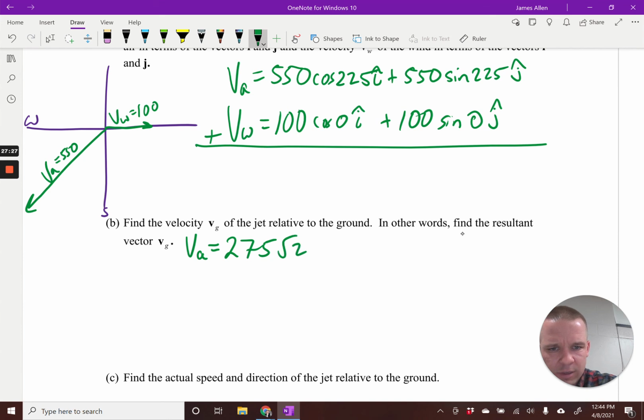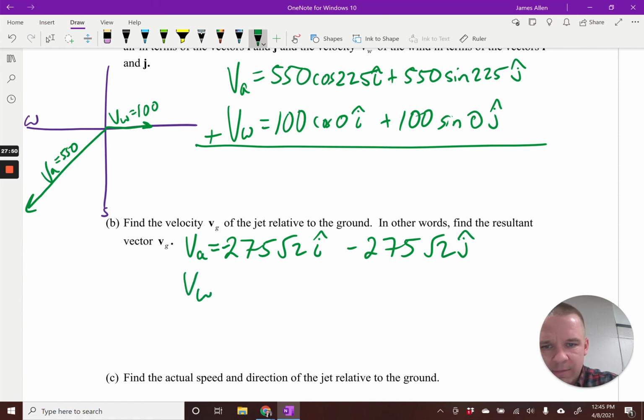275 root 2 i hat. And then we have plus, and then again, negative root 2 over 2, 550 over 2 is again 275 root 2. So this is negative and negative. My apologies there, both those negative. I had j hat. Okay.